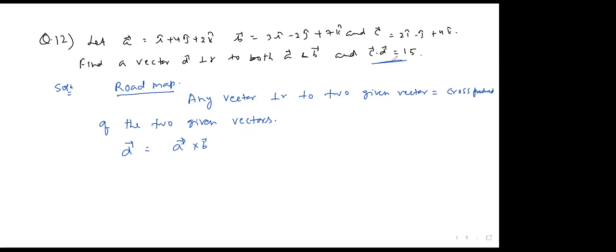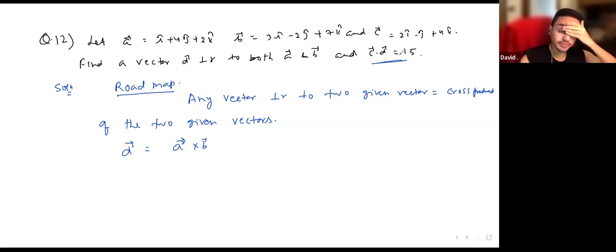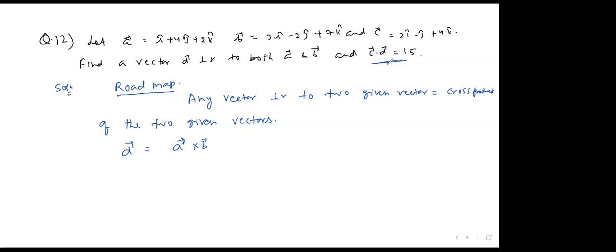that means it requires a more specific answer from you. Getting me? Okay. So a more particular vector which is perpendicular to both A and B. So it is talking about a more particular vector.